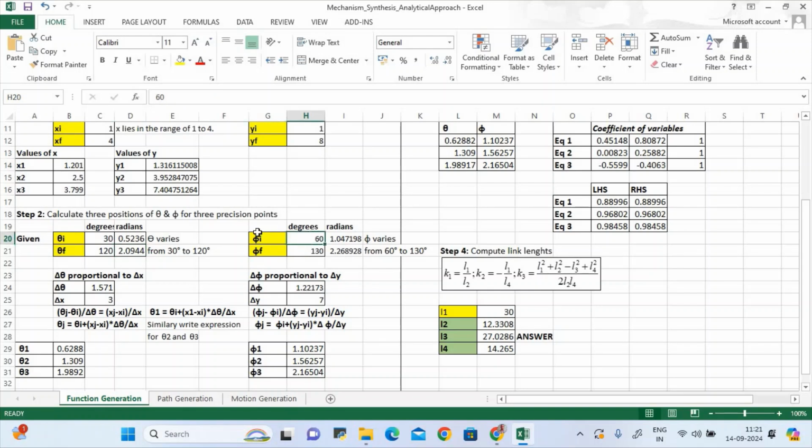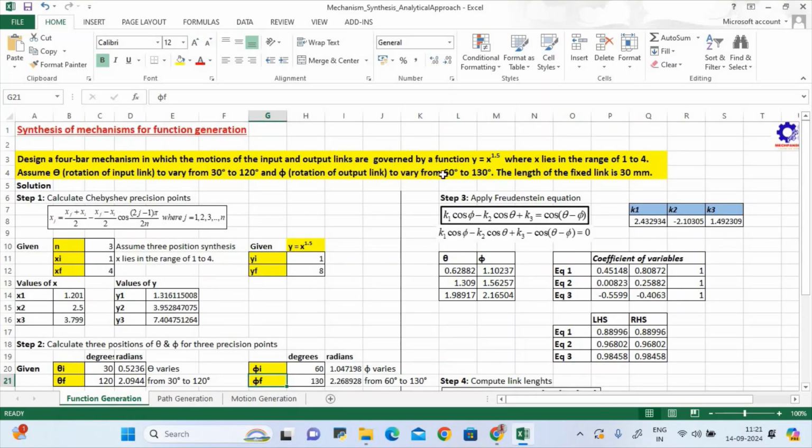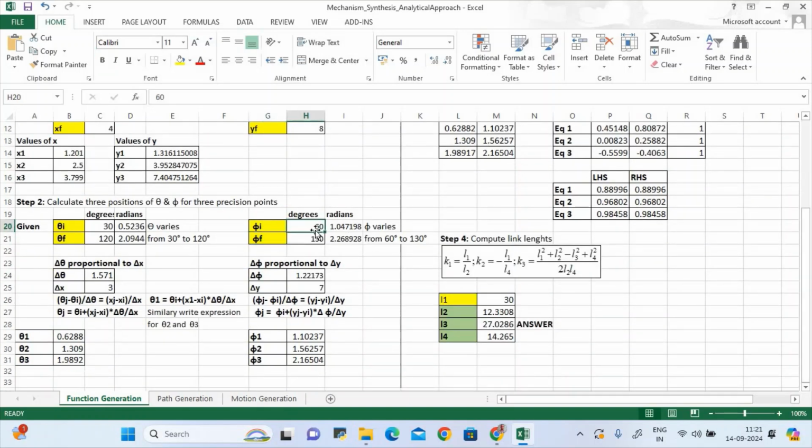Now you repeat the same exercise for this phi I and phi f. Obviously the range of travel for the output link is also provided to us, that is 60 degree to 130 degree. So you put the 60 here in this cell and 130 in this cell, and now you can calculate phi I by multiplying this cell value, that is 60, multiplied by pi divided by 180, and you do the same thing for the phi f value.